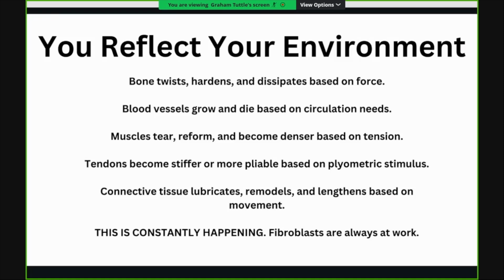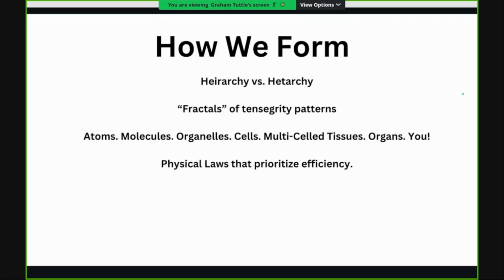You can feel the calluses, you can feel someone's skin. They are a walking resume of who they are, what they really believe. So, enough of that. Now we get to the third part, which is how we form.